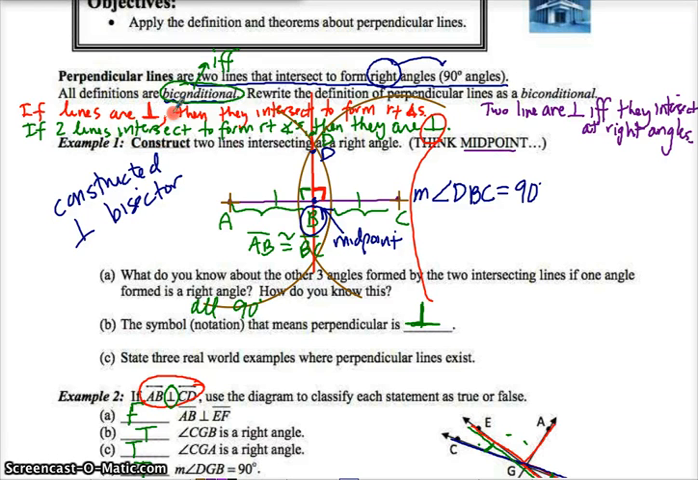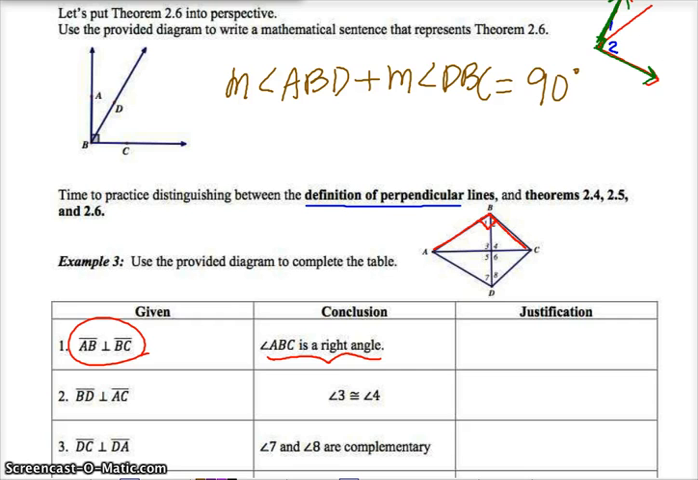If two lines are perpendicular, then they intersect to form a right angle. And that is what was given. Two lines are perpendicular. What is concluded is that we have a right angle. So what is the justification? It's the definition of perpendicular lines. That's why we know this to be true, given two lines are perpendicular.